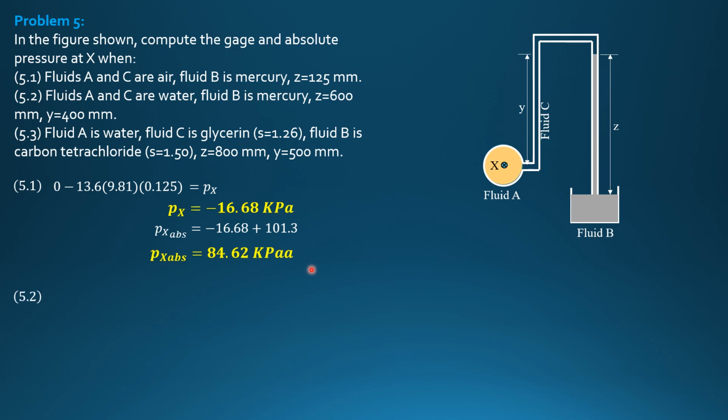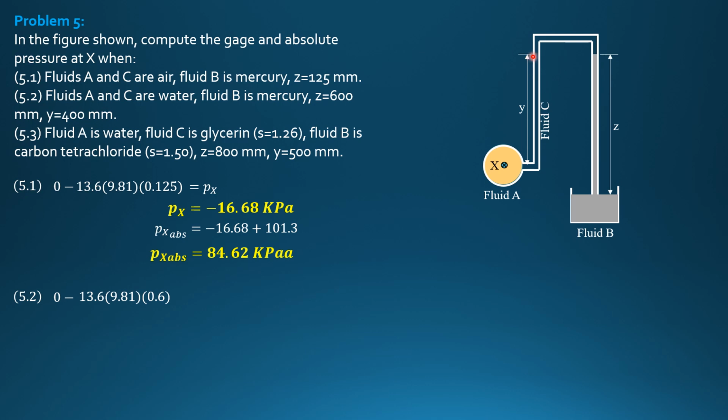For the second part, fluids A and C are water. So this is water, and the pressure here is no longer equal to the pressure at X. So beginning with this point, 0, fluid B is still mercury. So minus 13.6 times 9.81 times Z, which is 0.6 meter. That's the pressure here. Then we jump across here because this is water.